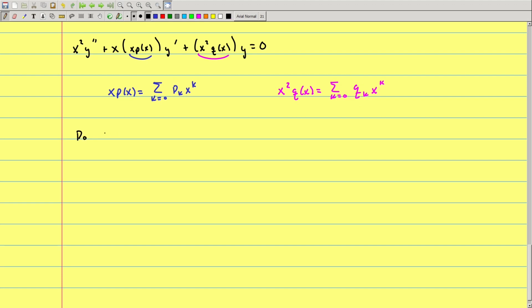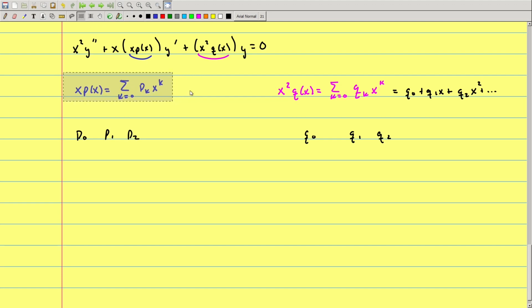And we can make up some theorems that care about these coefficients, P0, P1, P2, Q0, Q1, Q2, and so on, where of course we are assuming that this thing looks like Q0 plus Q1x plus Q2x squared, and so on. Same thing with this function over here. P0 plus P1x plus P2x squared.